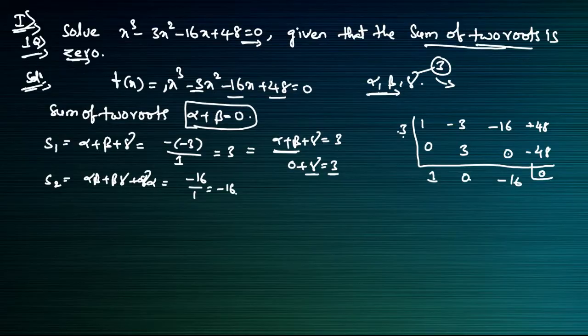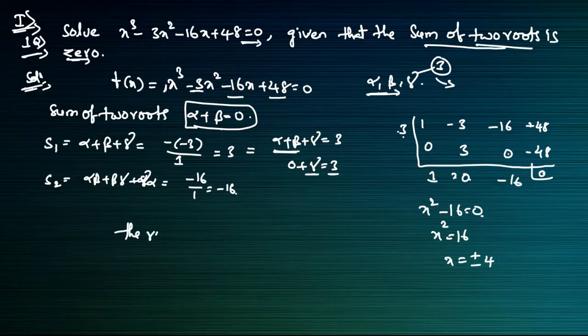So what we will get here, x square into something is 0, so minus 16 is equal to 0 will come here. x square is equal to 16 will come. So x is equal to plus or minus 4 we will get here.